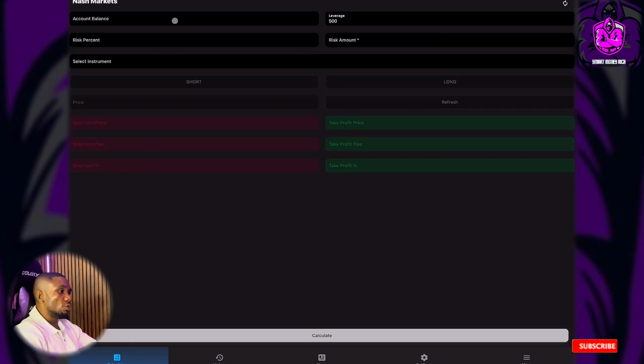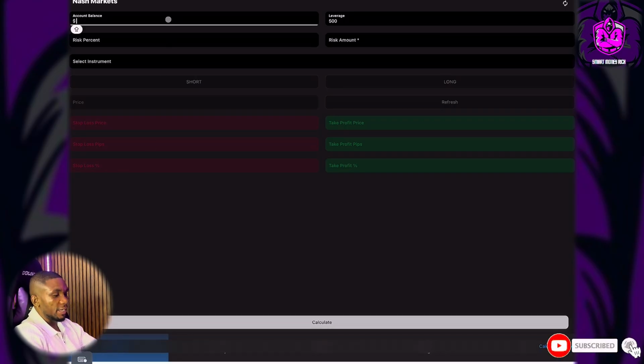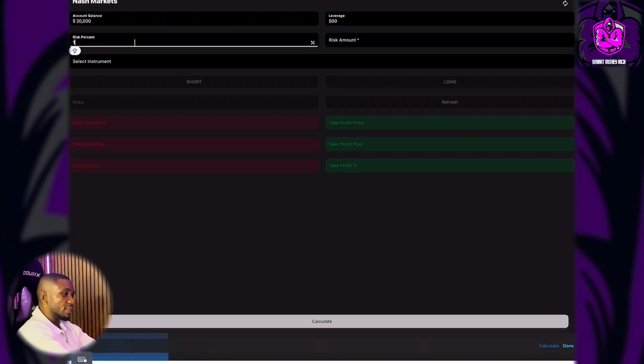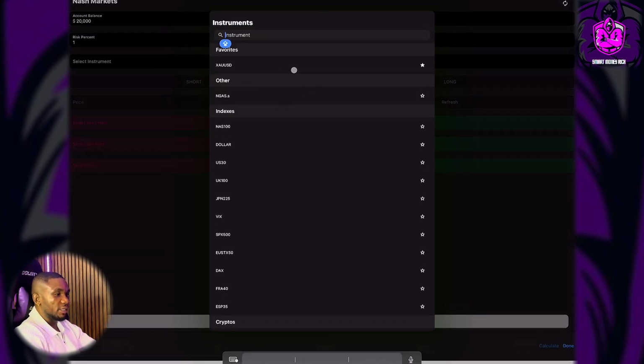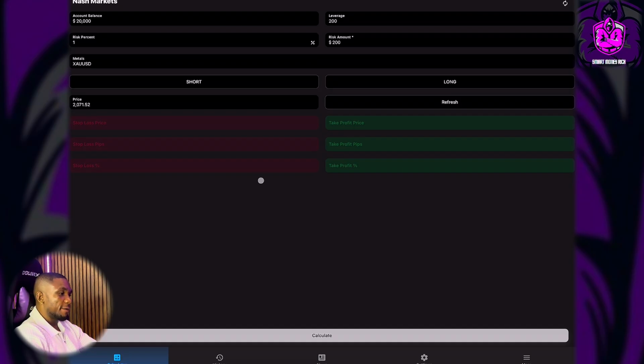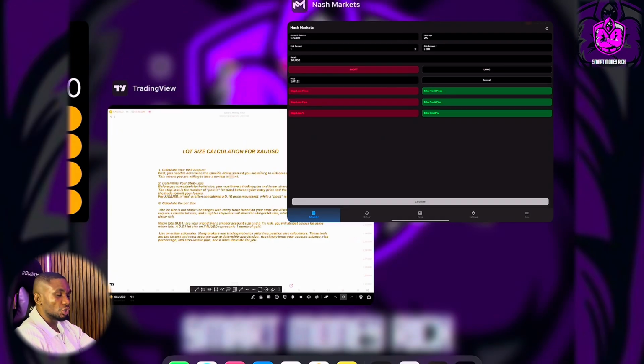So now what you want to do is put your account size. Let's say, for example, a $20,000 account size, and then we are risking 1%, and the instrument we are trading is gold, right? Now remember, we were going short on that position, so you click on short.